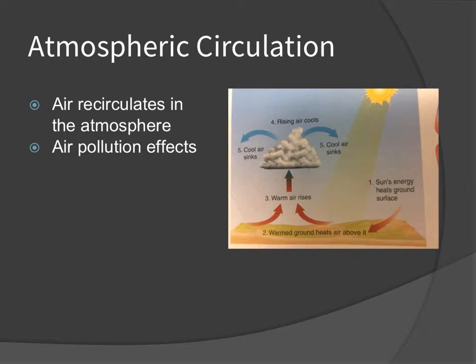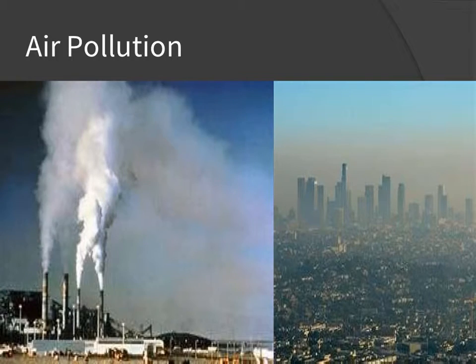Atmospheric circulation is where air circulates in the atmosphere. So you'll see that the sun causes the ground to be warmed up. This warm air will rise. As it rises, it cools and then begins to sink back. Here's what bad air pollution may look like.